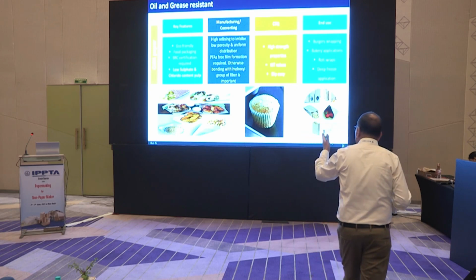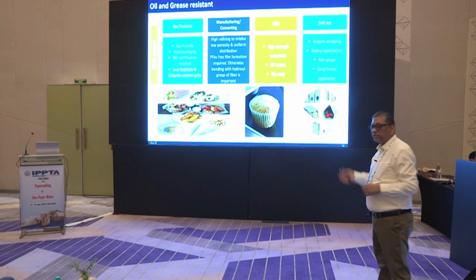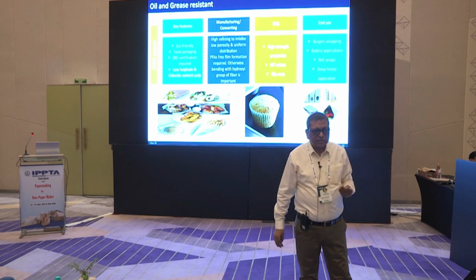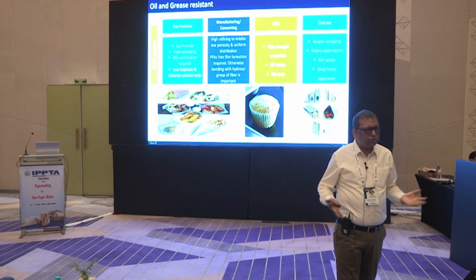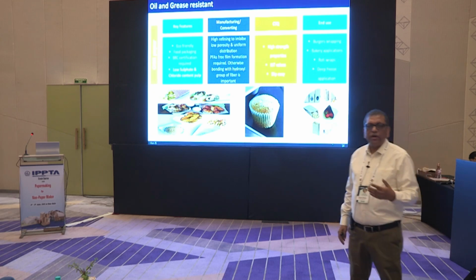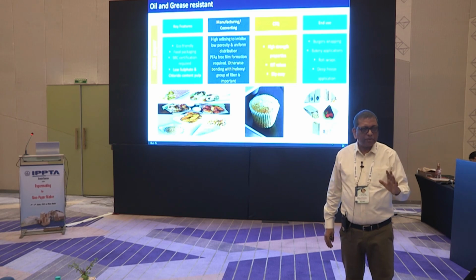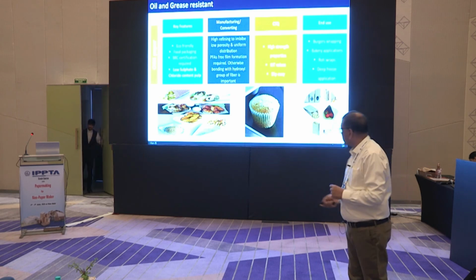Then based on your other items, the chicken nuggets, the French fries, those things started coming in any shop you go to. Your burger wrap, your Subway wraps. So these are all OGR paper and OGR boards. They are in common use.